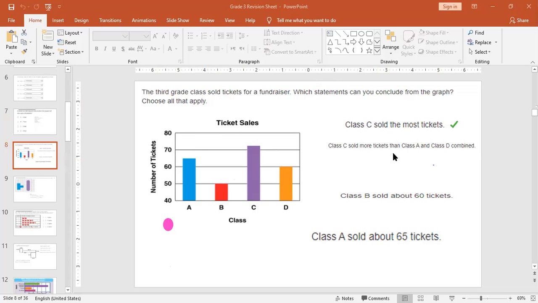Class C sold more tickets than Class A and D combined? No, because if we add A and D together, it will be more than C. So no. Class B sold about 60? No, it's 50. Class A sold about 65? Yes, that's about 65, not exactly, yes. So only this one is right. Let's go to the next one.